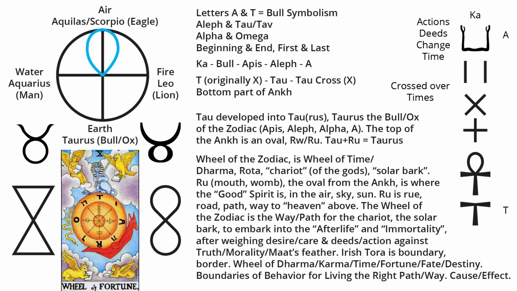The Irish Torah is also a boundary and a border, which is what this symbolizes as well, because we're trying to create in that elemental quaternity, the 4 elements, within the boundaries of Ma'at's feather, morality, truth, natural moral law. So the Torah, the Wheel of Torah, the Wheel of Fortune, the Wheel of Fate, the Wheel of Dharma, Destiny, Karma, is all about respecting boundaries of laws and what is right, good, and true.